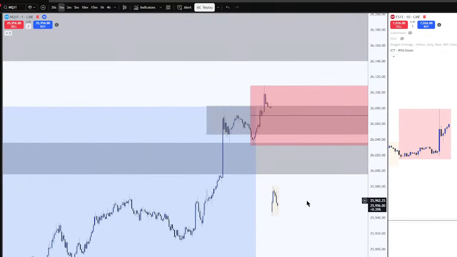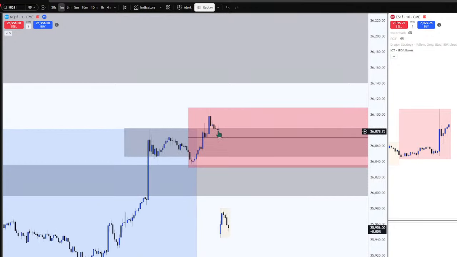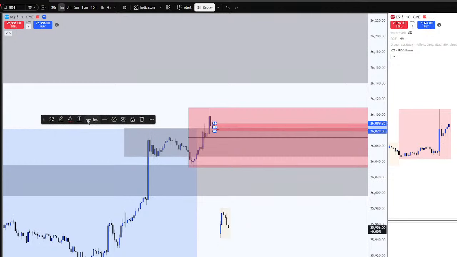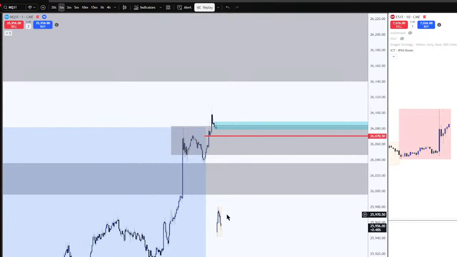Okay. So there's a good chance that we need to come up into, I'm going to actually mark off this doji here. And I'm going to get rid of this. I might put a line on the 50% of it though. Okay. So this little blue area here I think was kind of interesting.